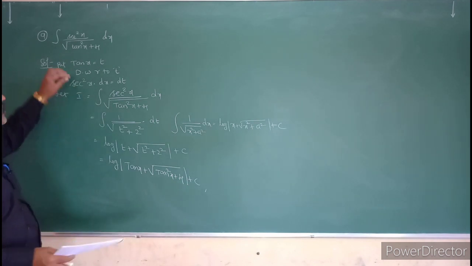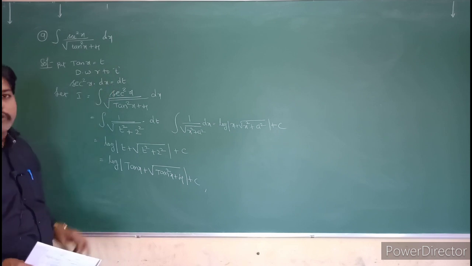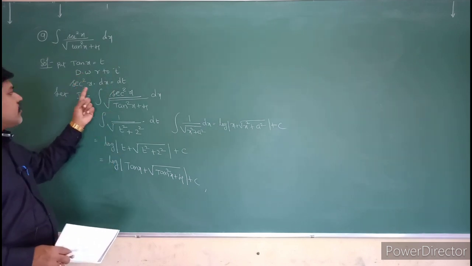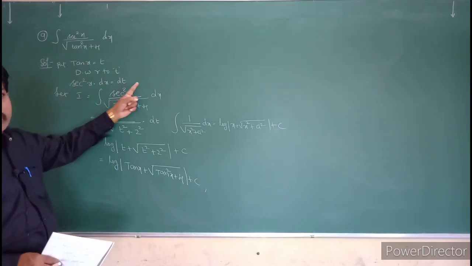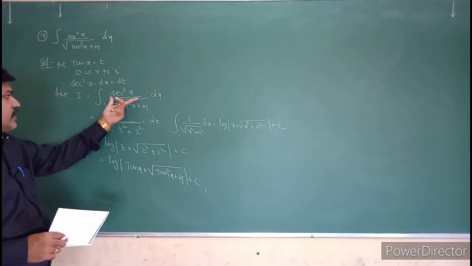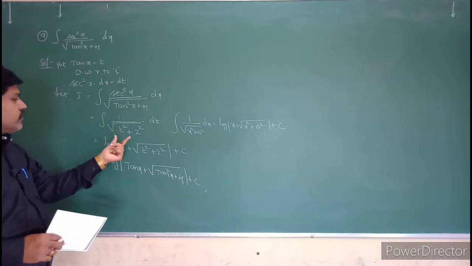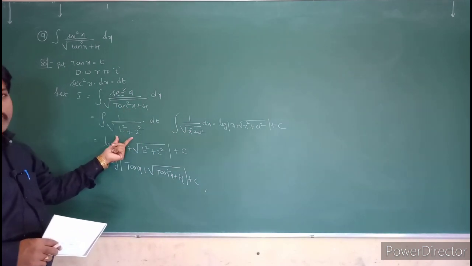So what we have taken first: tan x is equal to t. Tan x is equal to t, differentiate with respect to t. Derivative of tan x is nothing but secant square x into dx is equal to dt. So let I is equal to secant square x into dx value is dt, and tan x is equal to t. So automatically the problem will convert into the form of this one.